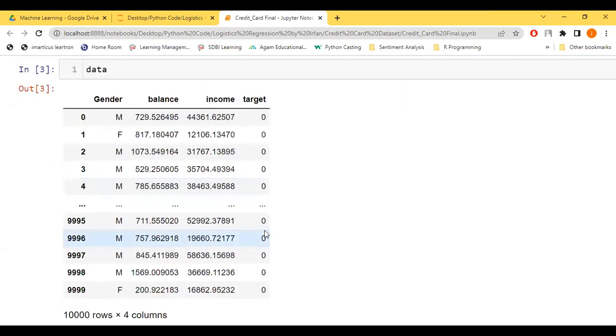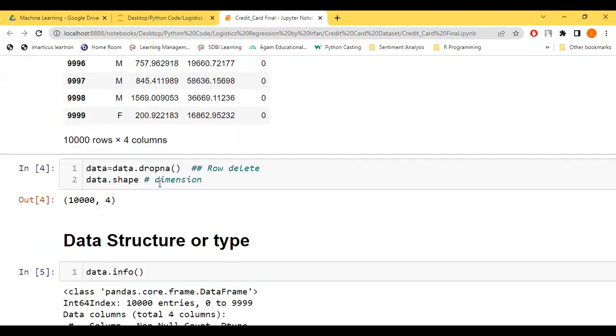What type of data we have for X, guys, over here? Type of data for X? Balance is numeric, income is numeric, gender is category. So X can be numbers, X can be category, but your target has to be 0 and 1, good, bad, like this way. Clear? We'll move forward.